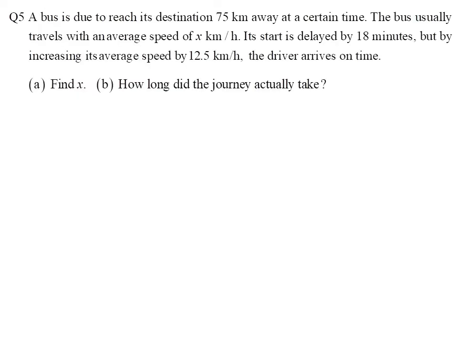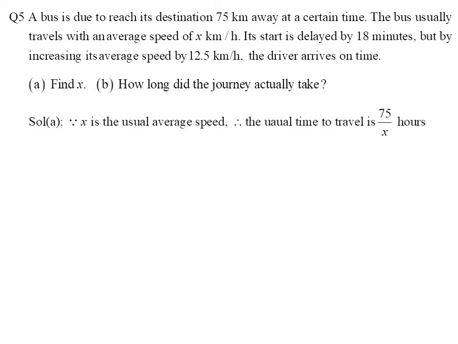Question 5 is an application of quadratic equation regarding distance, speed, and time, which is the same type of problem as question 4. The first step is to establish the equation based on the given criteria. The second step is to solve the equation. Since x km per hour is the bus usual average speed, the usual time required for the bus to travel 75 kilometers is 75 over x.